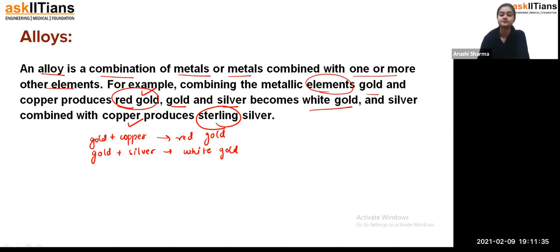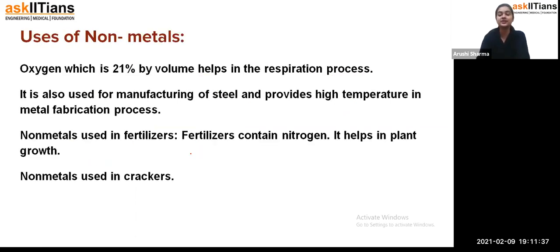Now we are going to see the uses of non-metals. Do you remember what non-metals are? Non-metals are electronegative in nature, because they gain electrons. For example, chlorine accepts one electron and converts into Cl negative. Oxygen accepts two electrons and converts into O2 negative. That's how they accept electrons and form anions.